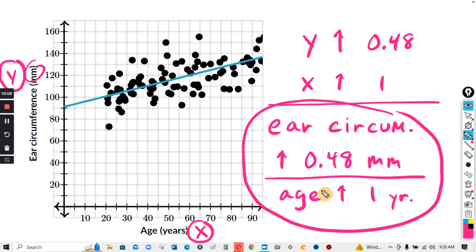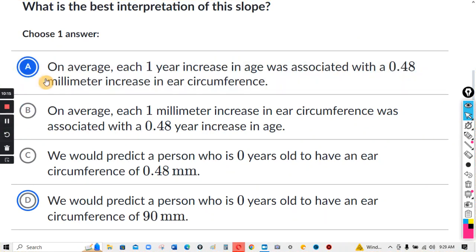So let's find that answer. Answer A. On average, each 1 year increase in age was associated with a 0.48 millimeter increase in ear circumference. That's it.